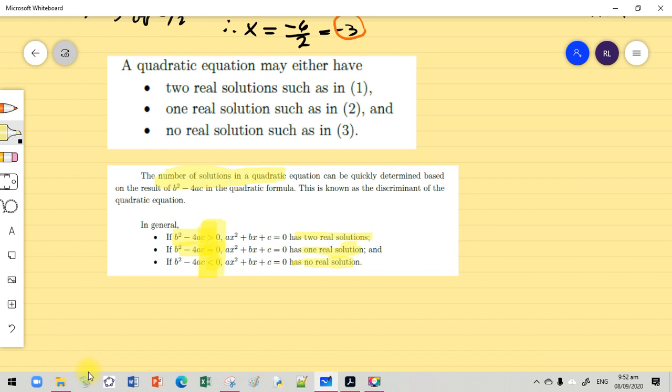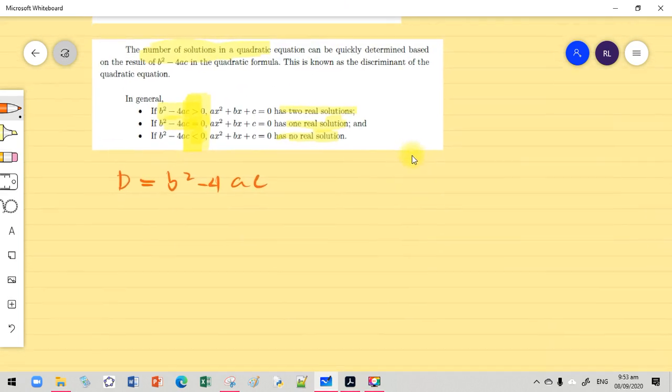This b squared minus 4ac is what we call the discriminant. The symbol is D. It discriminates the number of real solutions in a quadratic equation. So if D is greater than 0, we have two real solutions. If D is exactly equal to 0, then we have one real solution, and if D is less than 0, we have no real solution. So let's take a look at some examples.